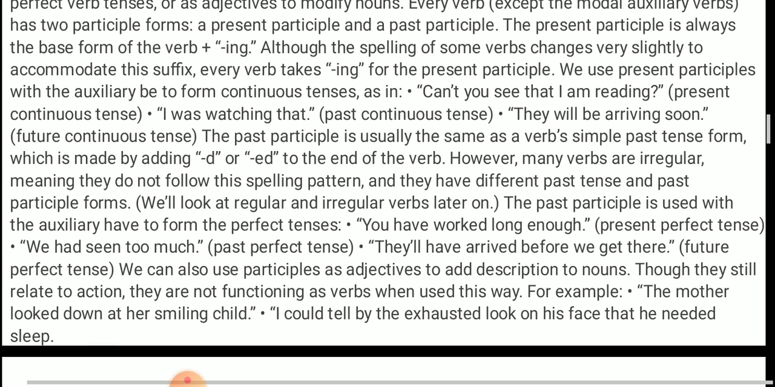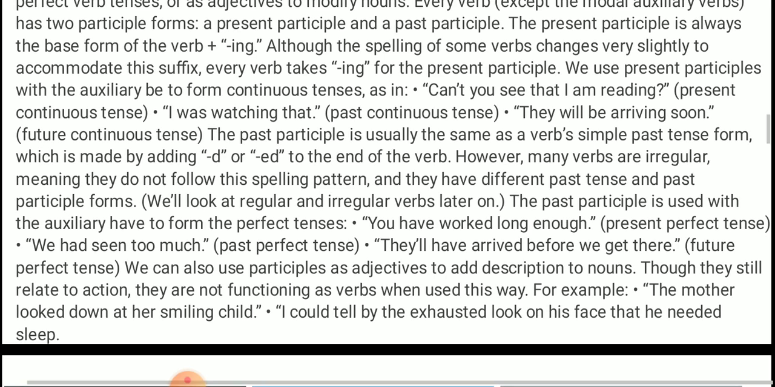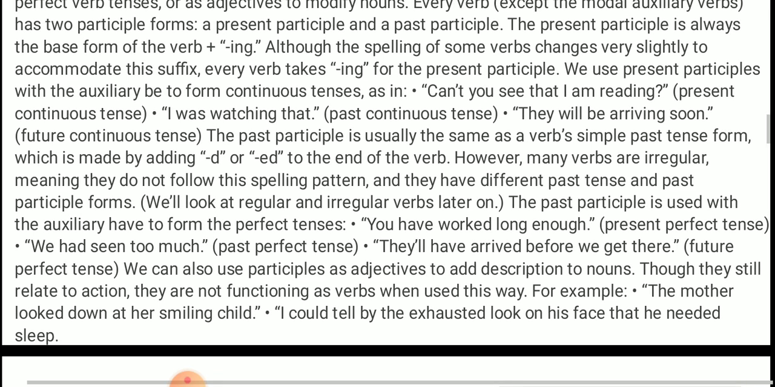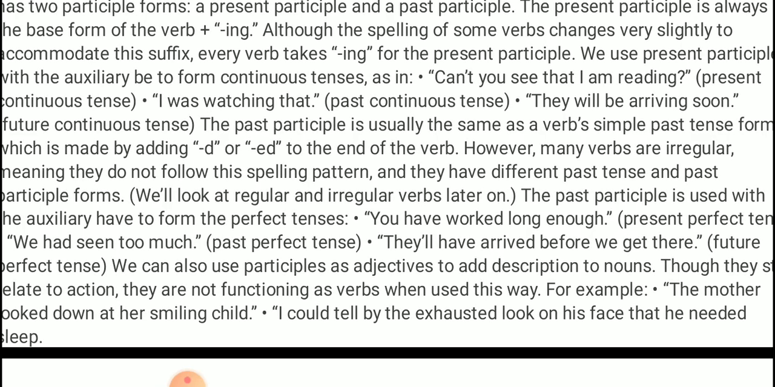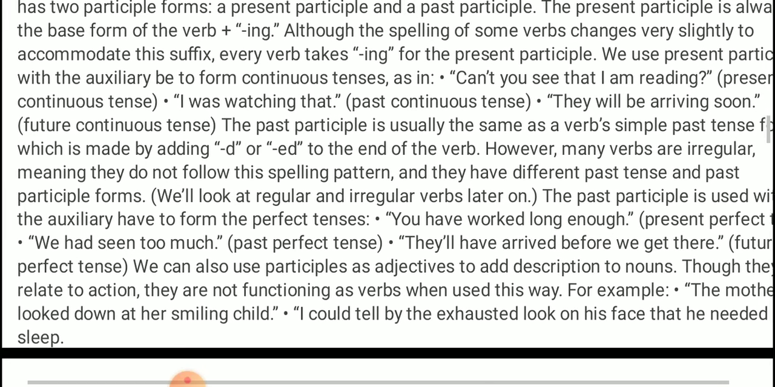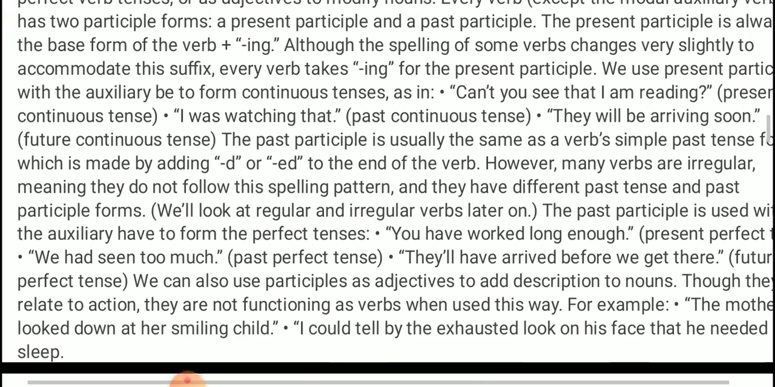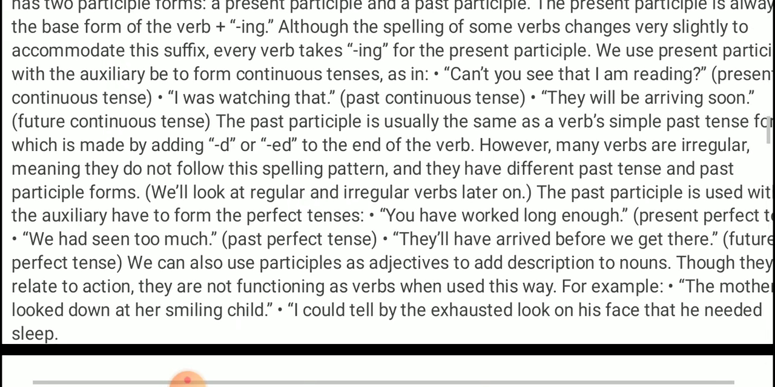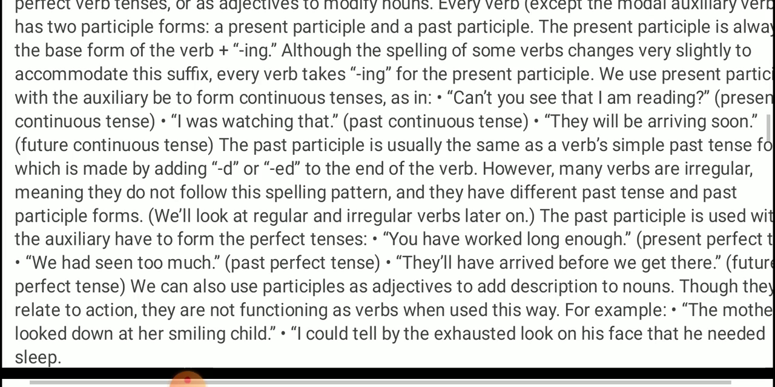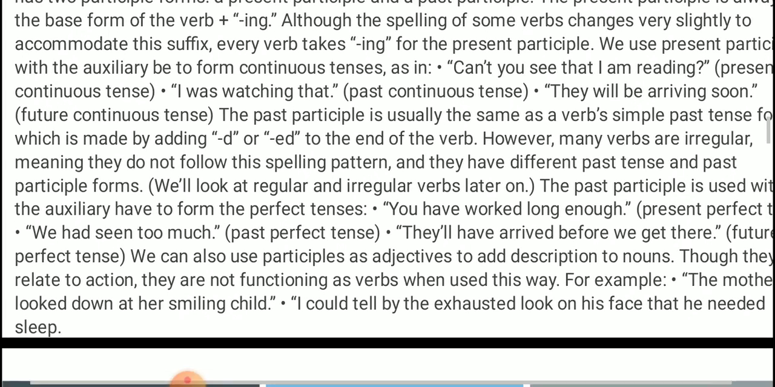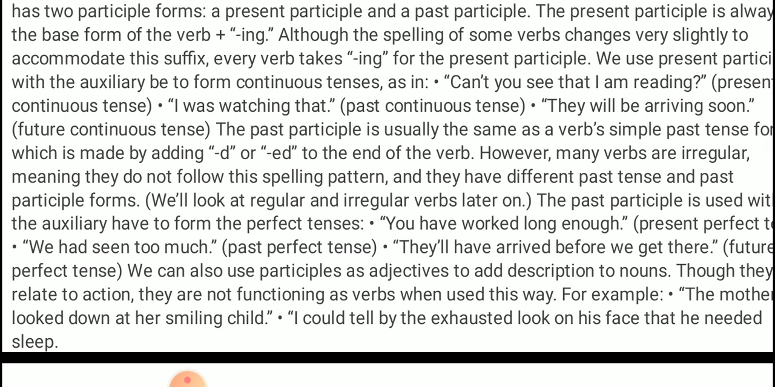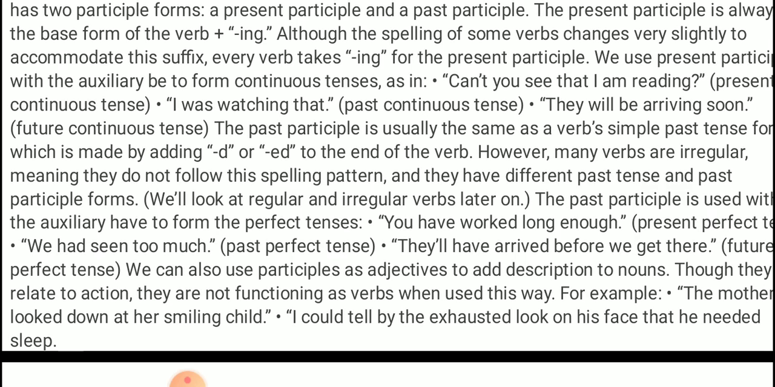We use the present participle with the auxiliary be. Be is used as a name of a group of certain helping verbs, and the members of that group are is, am, are, was, were. Instead of using each individually, we use only be in order to represent all the helping verbs in the group.